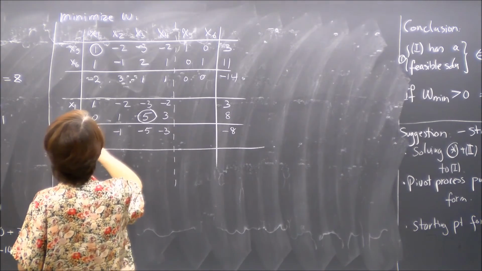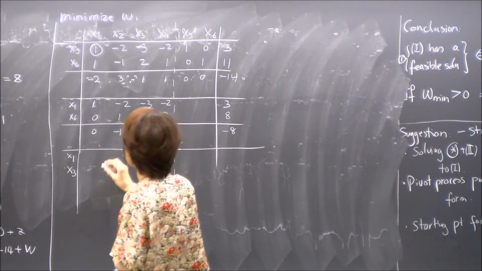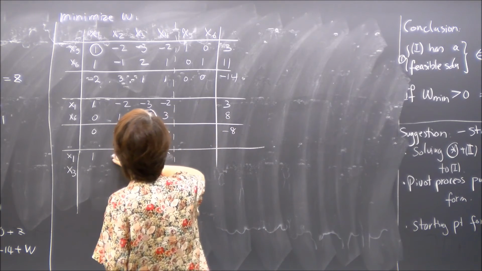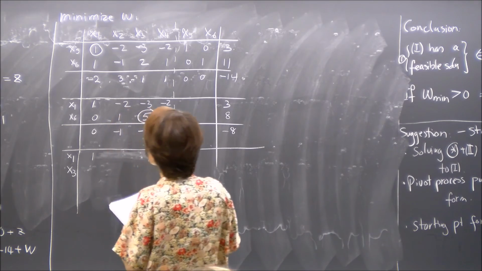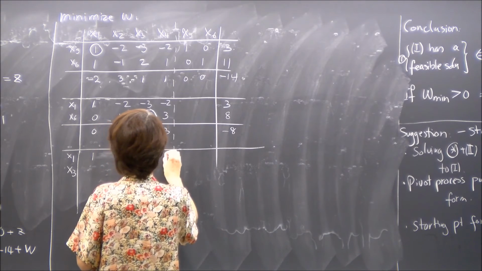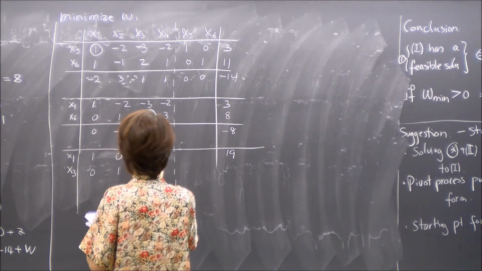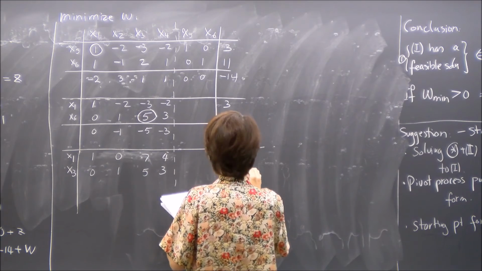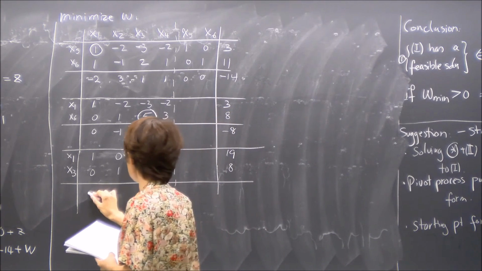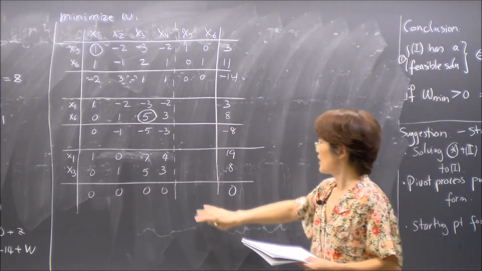So let me write this down. Now I have x1, and then x3 will replace x6. Okay, so I have 1, -2, -3, -2. Oh, no, that's wrong. I have to pivot. Sorry. I will add this on top in a correct number. So 1, 0, 7, 4, 19, and 1, 0, 5, 3, 8. And then if I add everything down here, you see I get 0, 0, 0, 0, and 0. These numbers don't matter.